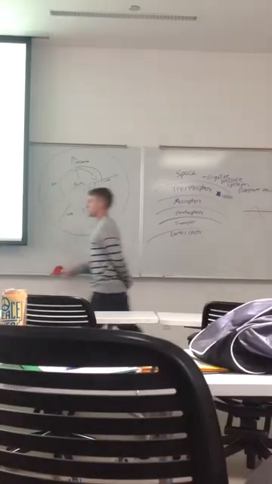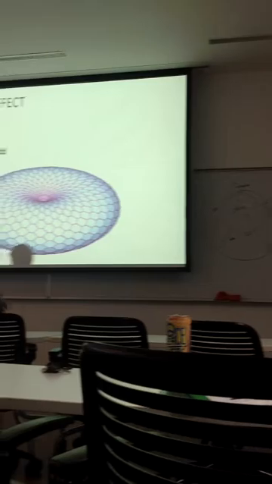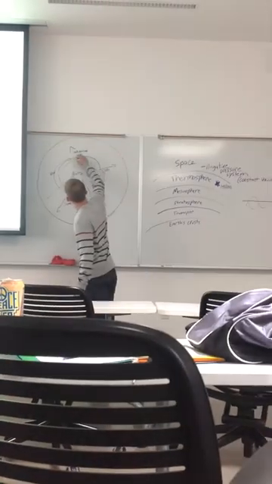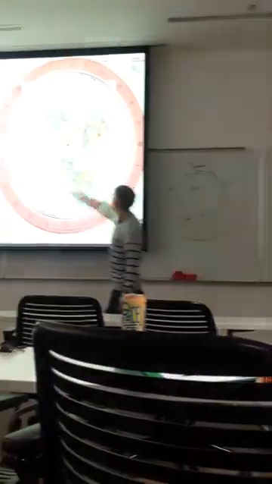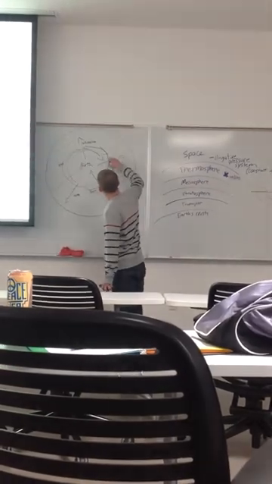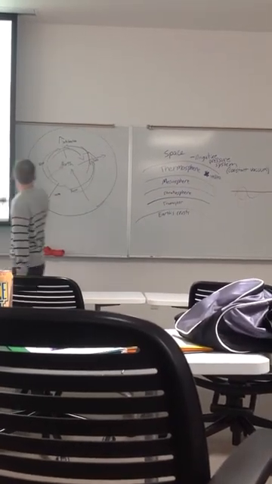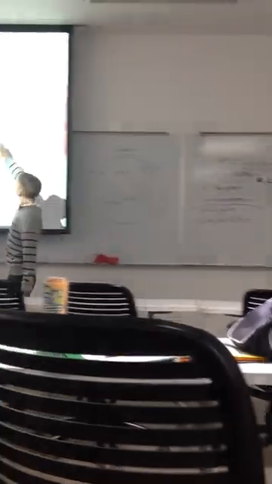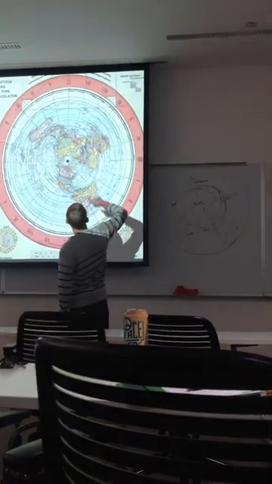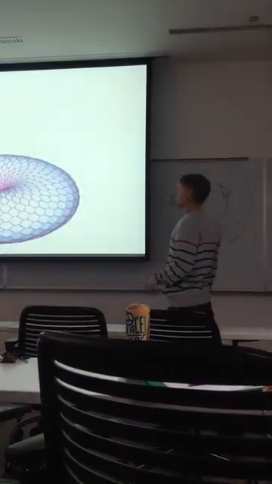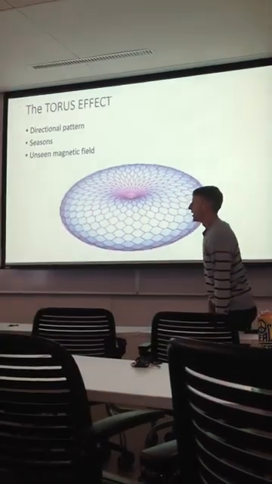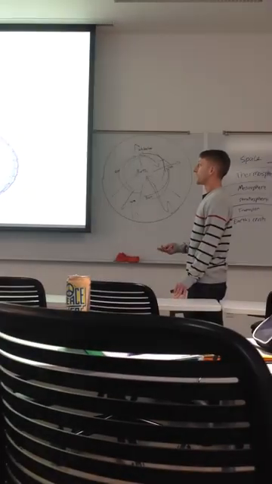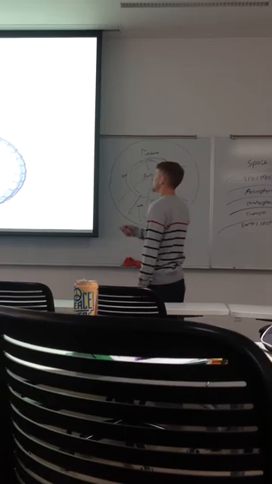On the directional pattern of this map, let me go back, is a giant torus effect, which I wrote right here. This way is always going to be west, coming off California. This way is always going to be east, coming off of New York. This way is always going to be south. And this way is always going to be north. So the north is always going to be right there, and the south is always going to be there, right? The torus effect makes it easy to explain seasons and directional patterns. If you haven't looked into the torus effect before, I would, because it explains a lot about the Earth.